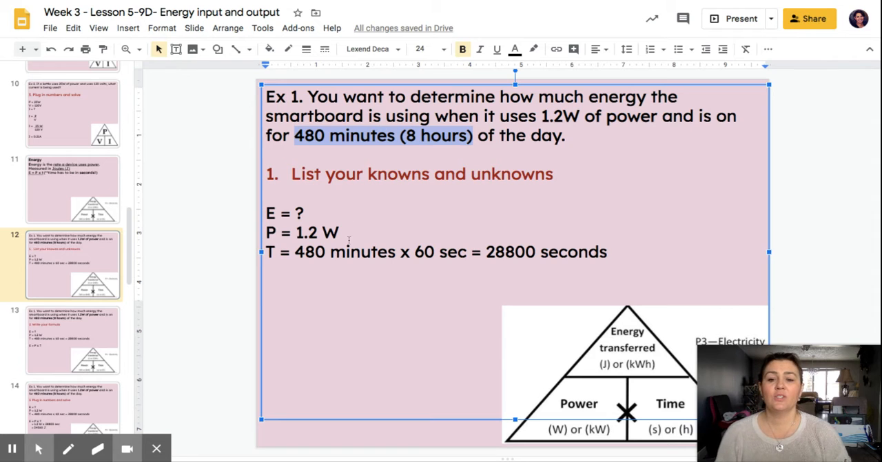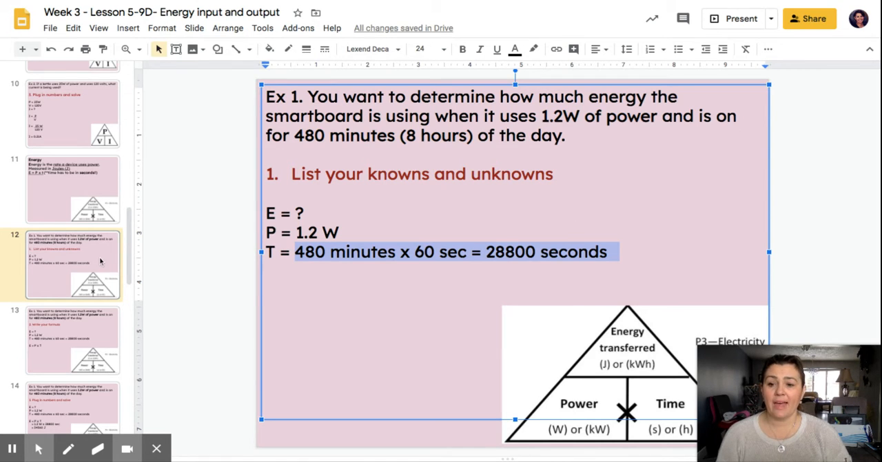So what we need to do then for time is turn this into 480 minutes times 60 seconds. So when you do that, you get 28,800 seconds. This part is going to take you a while to make sure that you have everything in the right units. Power is in watts, time is in seconds.